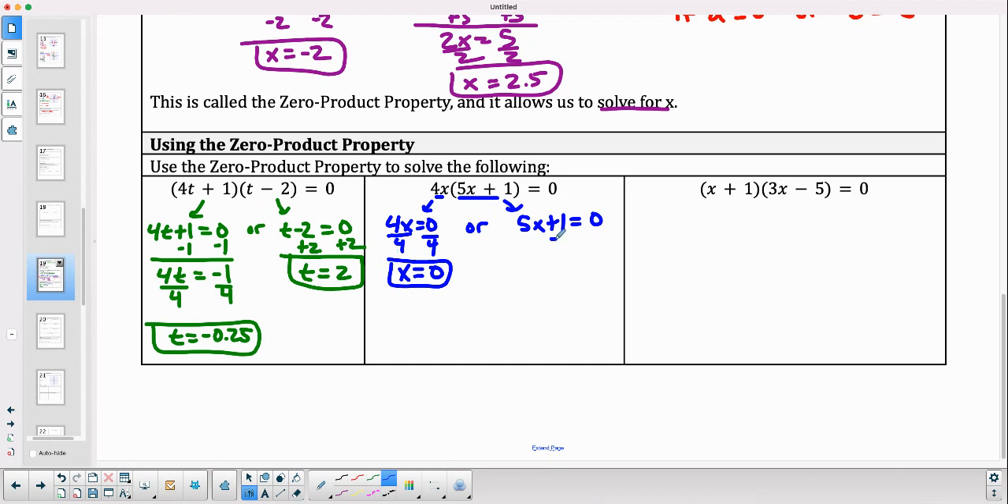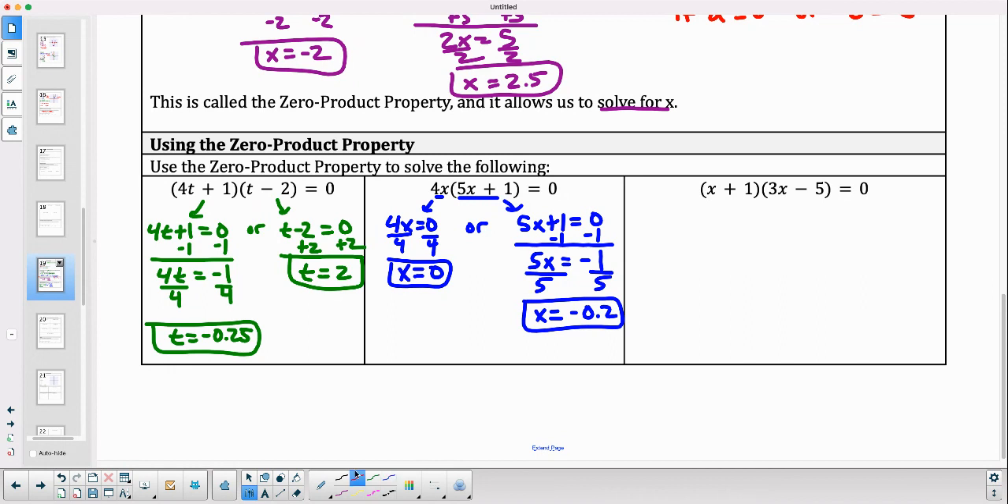The other one is subtracting 1 first. Whatever you do to one side of the equal sign, you have to do to the other. And then dividing by 5 next. So this one is -1/5. You could just leave it like that, or you could do -0.2 if you wanted to give a decimal. Okay, and then one more time.